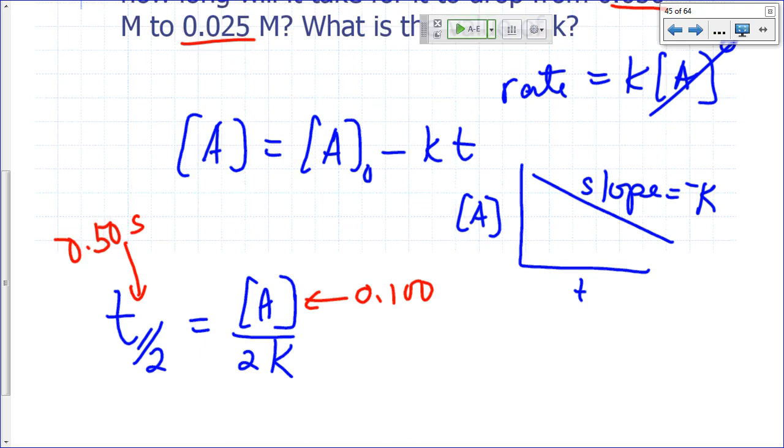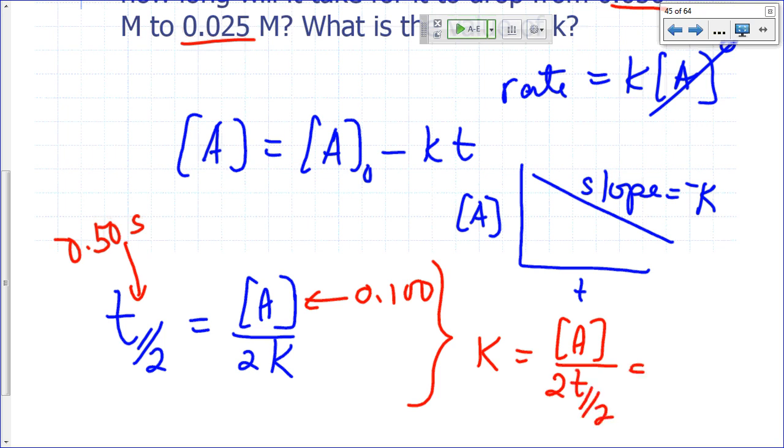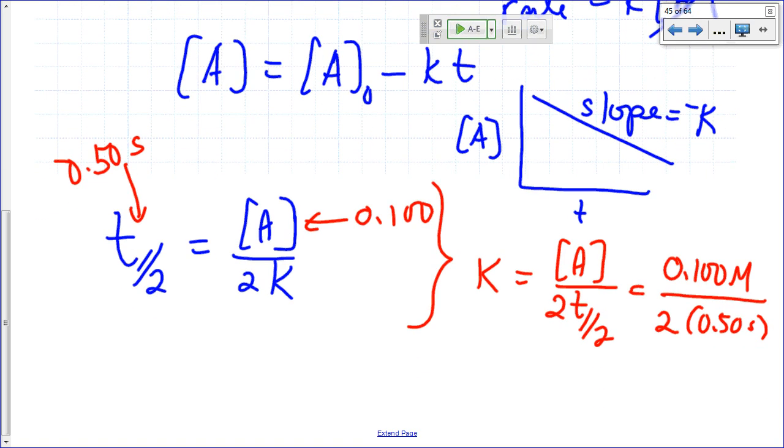Can I solve for my rate constant here? My rate constant is going to be equal to A over 2 times the half-life. What would that be? 0.100 moles per liter over 2 times what? 0.50 seconds. So what's my rate constant equal to?